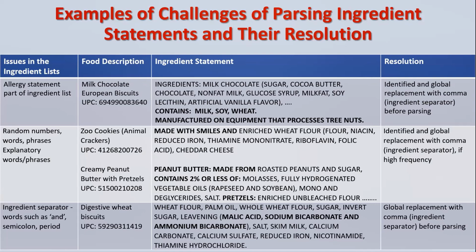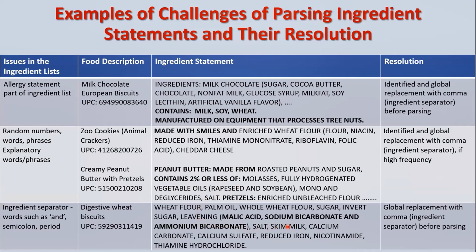For example, here in the first one, the statement has an allergy statement too. So if left as is, these will get parsed as ingredients. So they had to be removed. Then we found random phrases such as "made with smiles" in the ingredient statement. And then several "2% or less" statements. Just in baked products, we found 50 different versions of this.